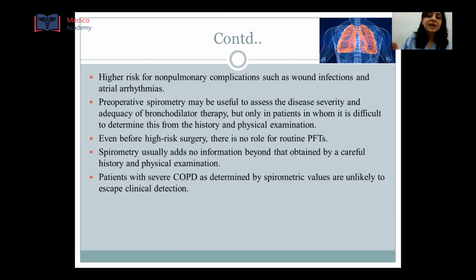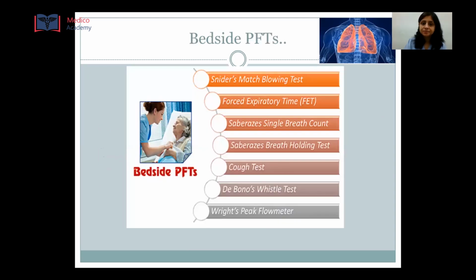So as they say, even before a high-risk surgery, there is no role for routine PFTs because there is nothing that a history and a careful physical examination will not tell. Spirometry usually adds only a little information, nothing more beyond what is obtained by the careful history and the physical examination. Patients who have severe COPD as determined by the spirometric values are unlikely to escape clinical detection.